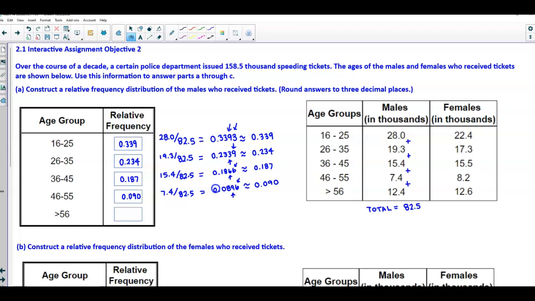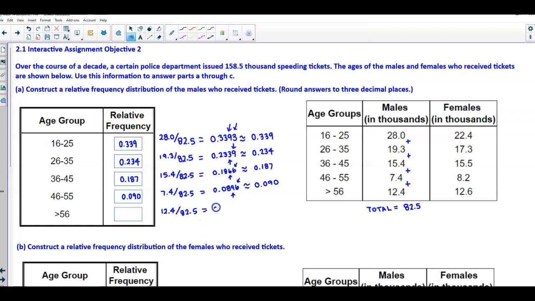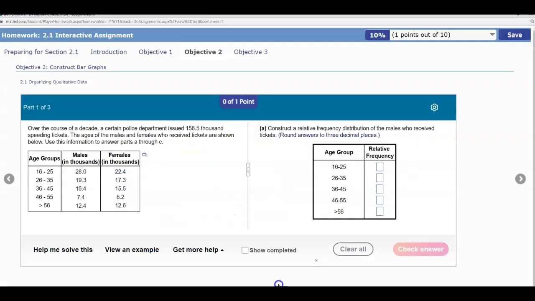Then our last one is 12.4, and we're going to divide that by 82.5. So we take 12.4, divide that by 82.5, and then we get 0.1503. This is our rounding digit. This is our testing digit. Well, the 3 tells us to keep that 0 the same, so we have 0.150. So let's go ahead and put this into our question here.